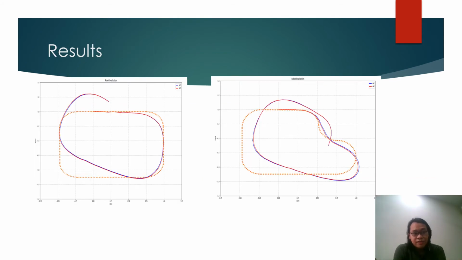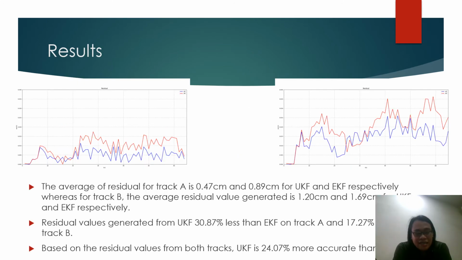Next, moving on towards results, we have the result of testing EKF and UKF with encoder data only on track A and track B. As you can see, this is the estimated odometry generated by EKF and UKF. Moving on with results, we have the residual value generated from the test.